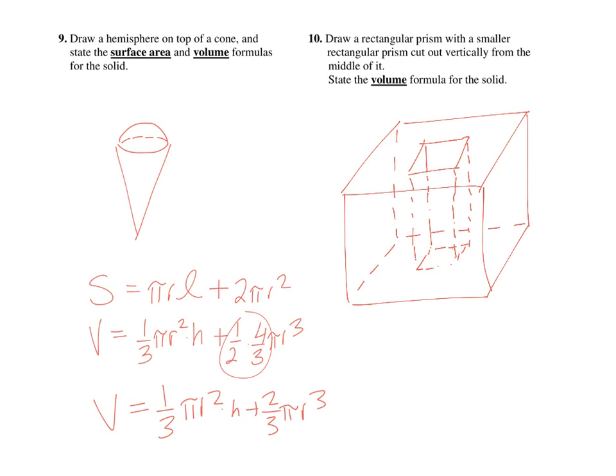All right, so the volume is equal to the volume of the big prism minus the volume of the small prism. All right, that's all there is to it.